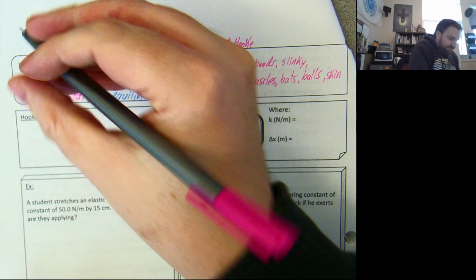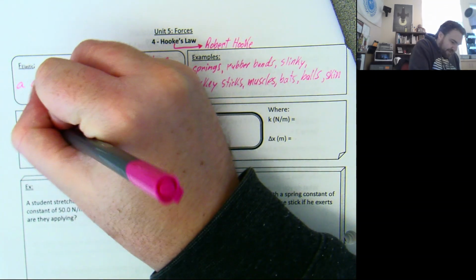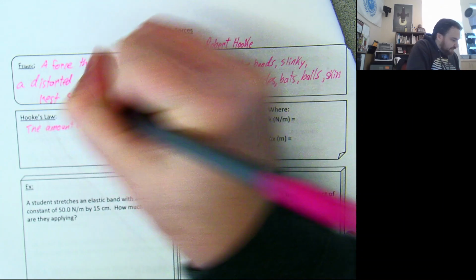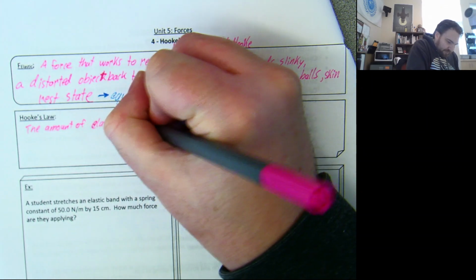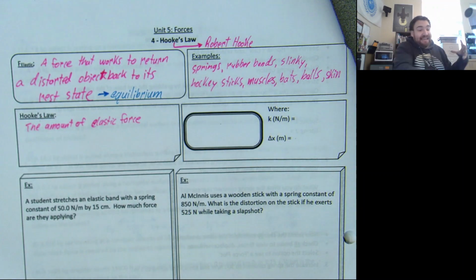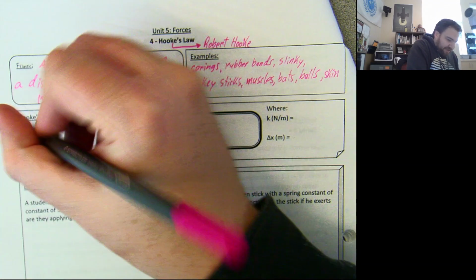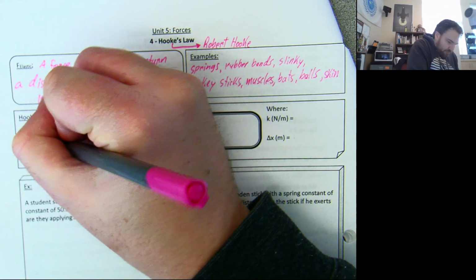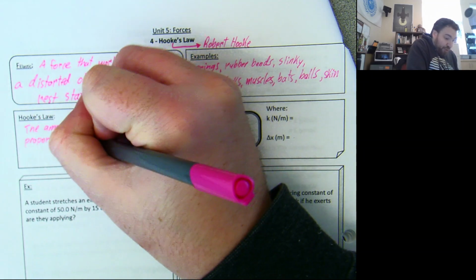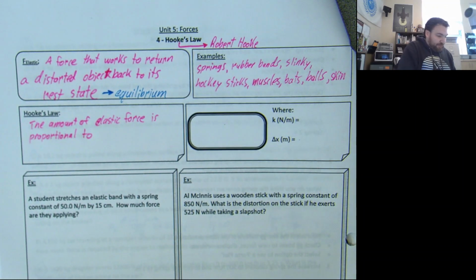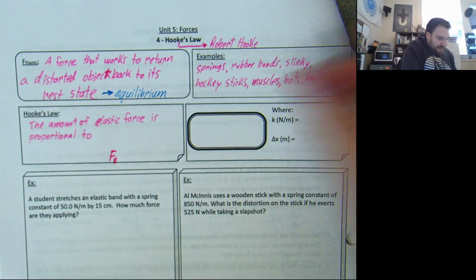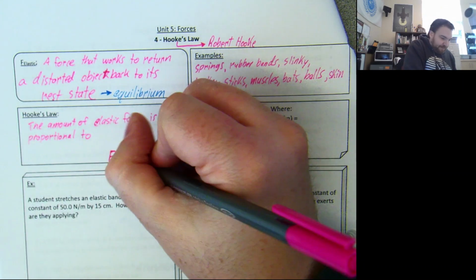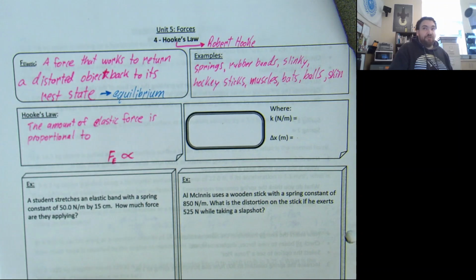His law said this: the amount of elastic force, so how badly an object wants to come back together, is proportional to, and I'm going to write this down here, the force, and I'm going to call it big E. Proportional to is this symbol. Looks like your Greek letter alpha.